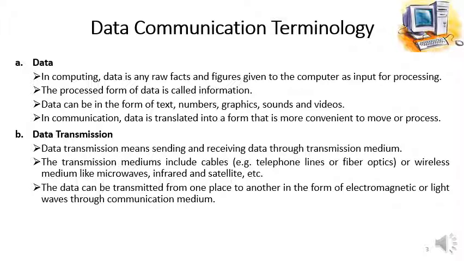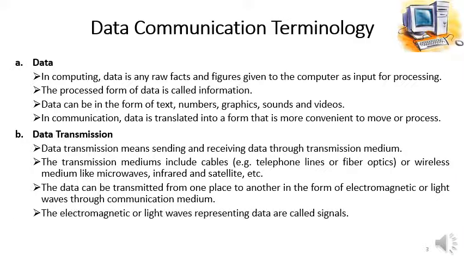The data can be transmitted from one place to another in the form of electromagnetic or light waves through communication medium. For example, if we are using a fiber optic cable, we know that fiber optic carries signals in the form of light waves. So different communication mediums can be used for the transmission of data from one place to another. The electromagnetic or light waves representing data are called signals. So the generic term which is used for those different types of waves is signals.